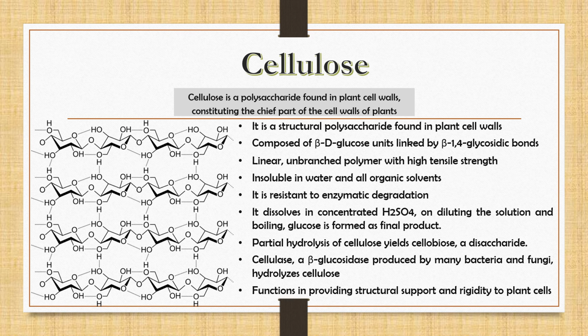Cellulose is the most abundant organic compound of our planet, accounting for about 50% of all carbon. It is the principal constituent of the cell wall in higher plants, forming the main structural element. It is a linear homopolymer of glucose units linked by beta-1,4 glycosidic bonds, a linear unbranched polymer with high tensile strength.